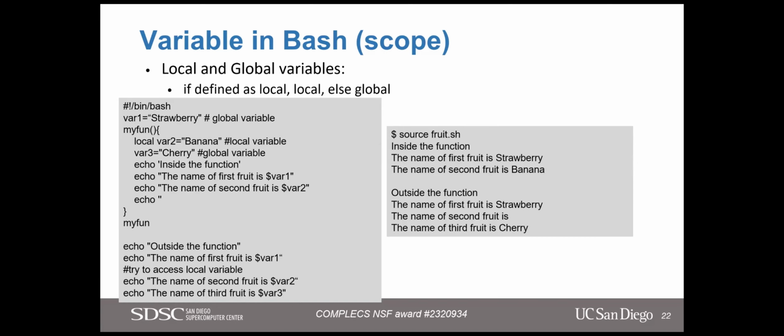There are local and global variables in Bash. By default, everything is considered global. The only time it is local is if you specify it to be local, and you can specify it to be local within a shell or within a function.